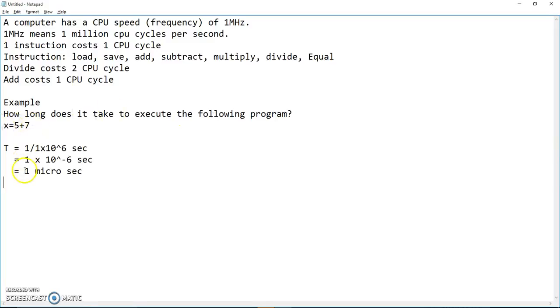So what do we do with this 2? We said 1 microsecond means 1 instruction costs 1 microsecond, right? And 2 instructions is going to cost 2 microseconds. So that means this program will take 2 microseconds, right?